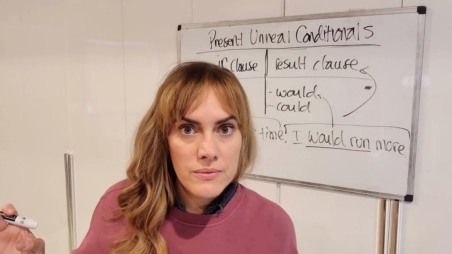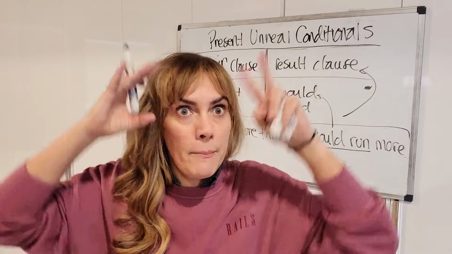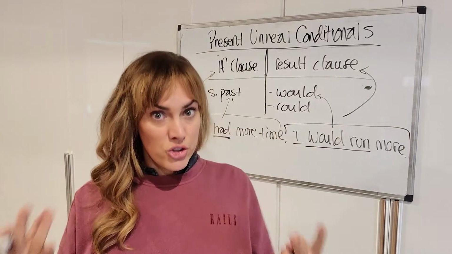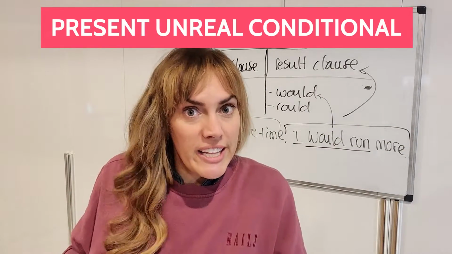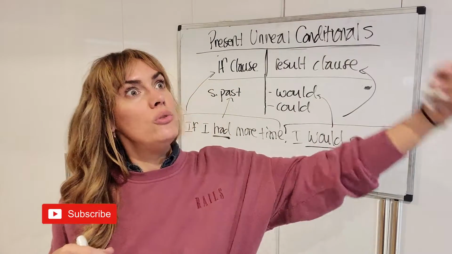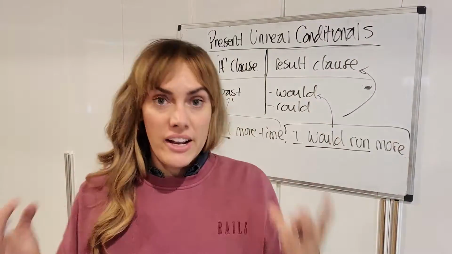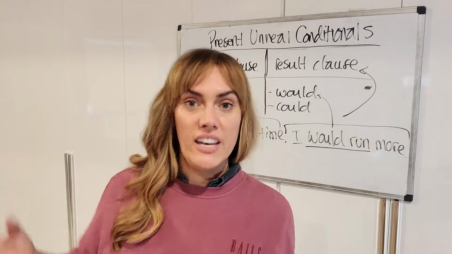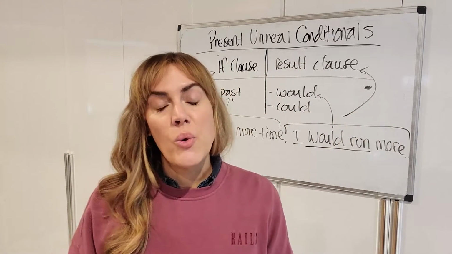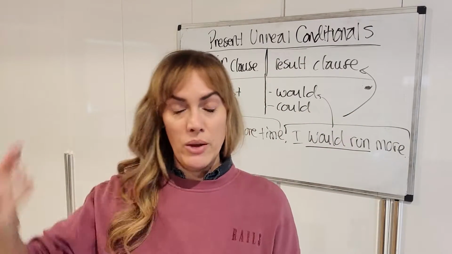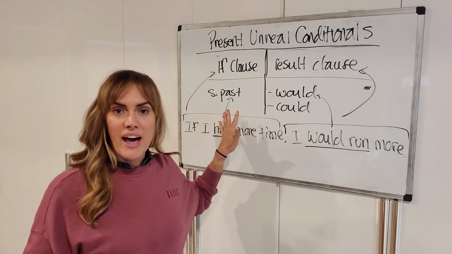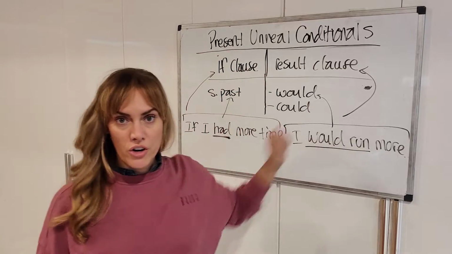But I don't. I don't have more time. This is an imaginary situation. It's hypothetical. It's not real. So it's unreal now. I'm talking about right now. If I had more time right now, I would do this, I would do that. But I don't have any of the time. I don't have any of these things. It's not real, but I can imagine, right? So when we want to imagine something we don't have right now, we use this construction. So simple past in the if clause, would or could in the result.